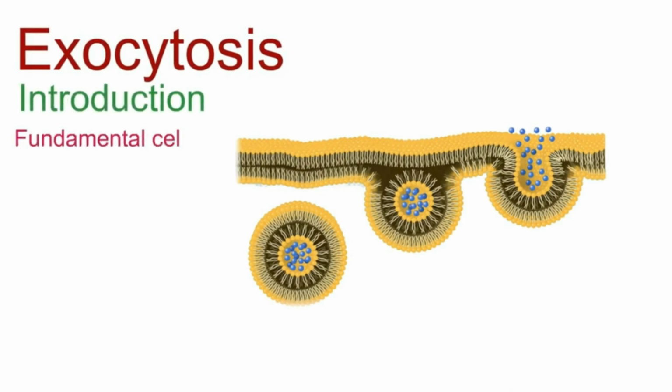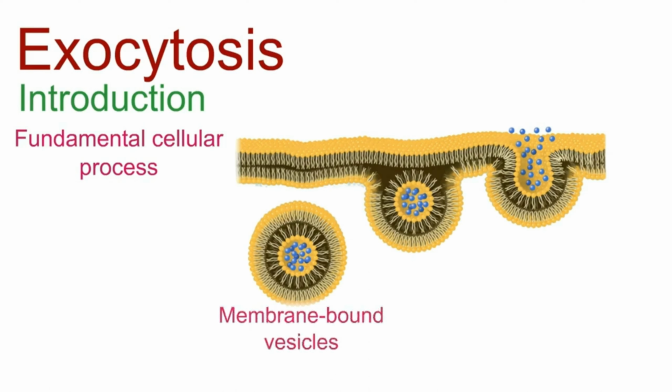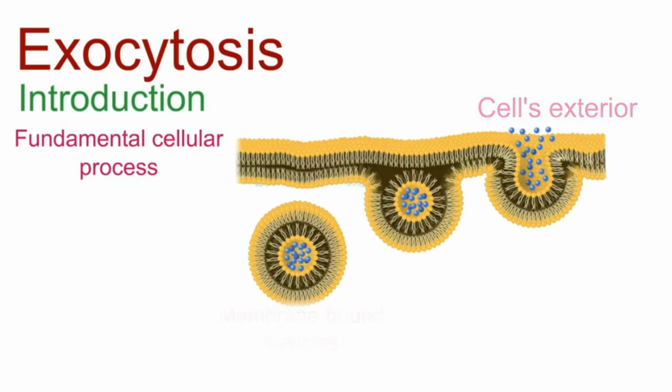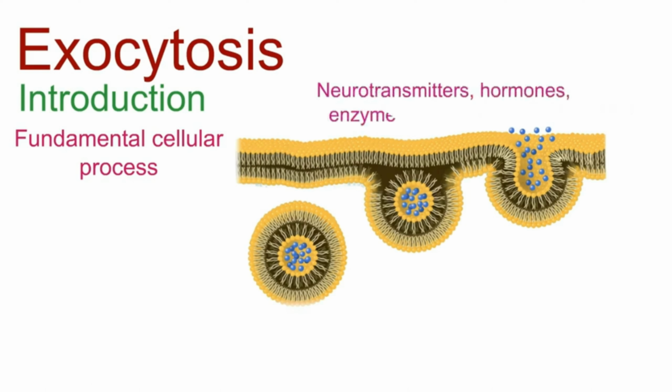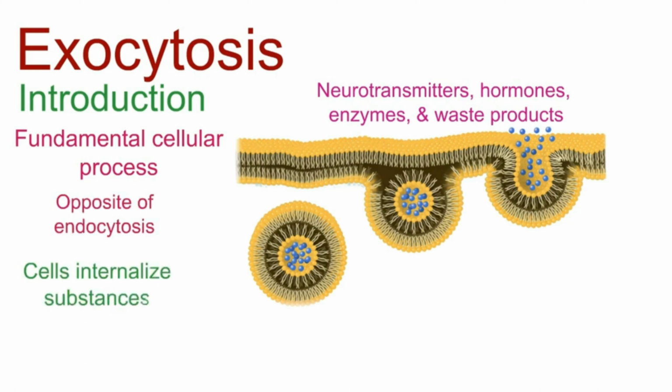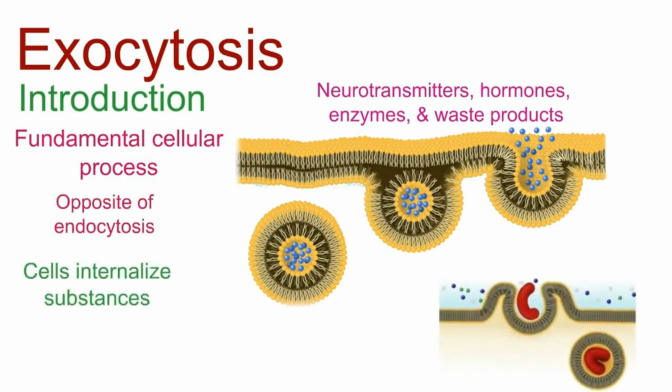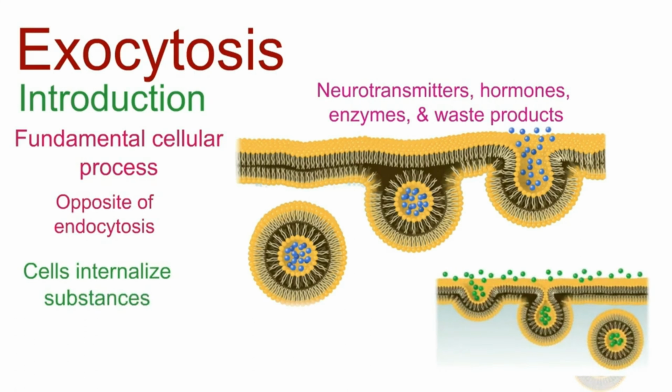Exocytosis is a fundamental cellular process that involves the active transport of molecules, typically large and often membrane-bound vesicles, from within a cell to the cell's exterior. It allows cells to release a variety of substances, such as neurotransmitters, hormones, enzymes, and waste products. It is the opposite of endocytosis, where cells internalize substances through processes like phagocytosis or pinocytosis.